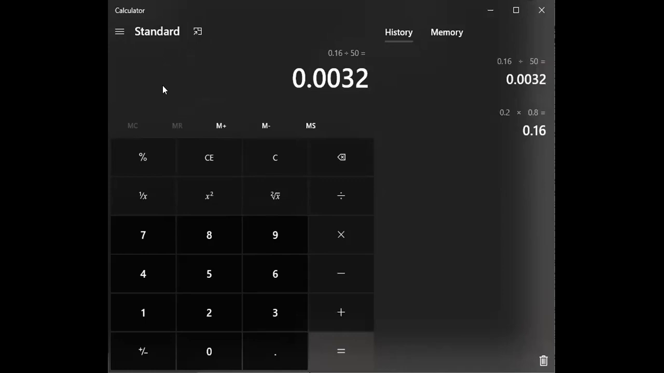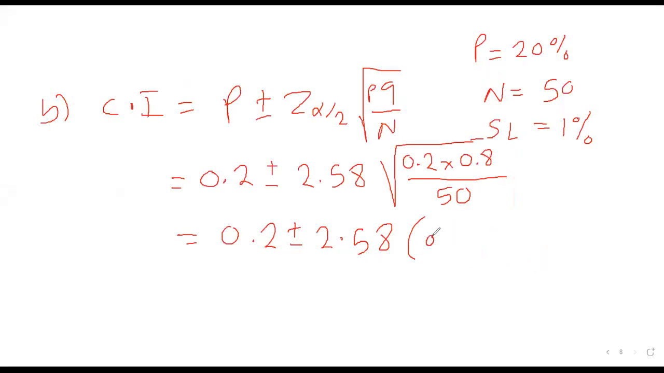What are you getting as final answer? 0.04, isn't it? Oh, when you multiply by the 2.58, yes, sorry, and multiply by the 2.58. What are you getting? Sorry, when you multiply by the 2.58, that's when you get 0.145. Oh, okay. 0.145. All right.